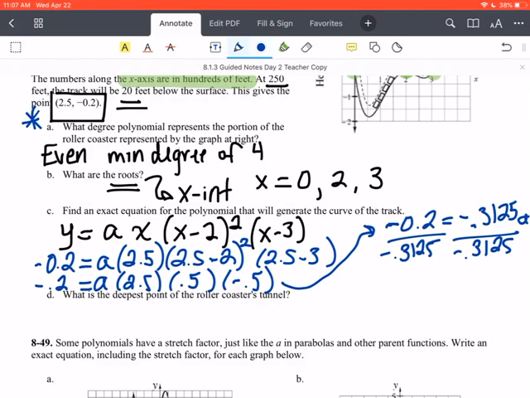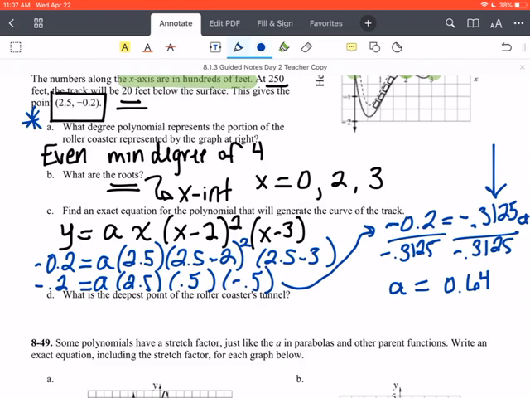And when we do that, we end up getting that a equals 0.64. Okay, now notice I want to try to round as minimal as possible. So this, I went out to the nearest 10,000th place. Okay, so with that being said, we now have the equation.